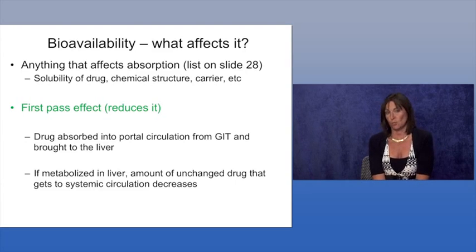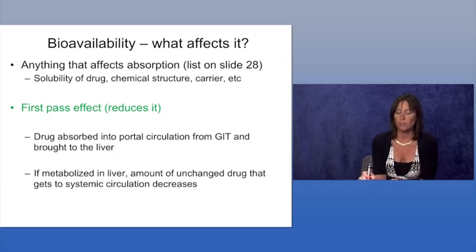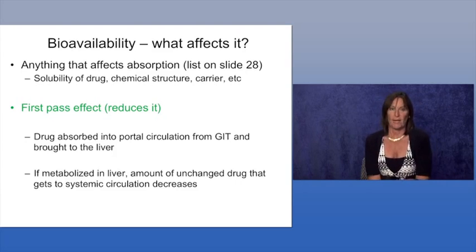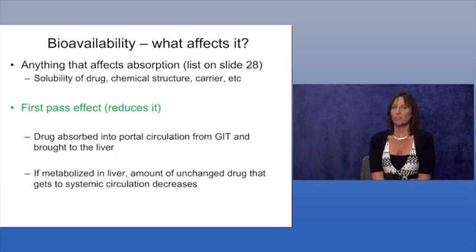So the drug is absorbed, just to remind you again, into the portal circulation from the GI tract and brought to the liver. If it's metabolized in the liver, then a smaller amount of the originally administered drug is going to reach the systemic circulation in an unchanged form. So first pass effect reduces the bioavailability. Food in the stomach can reduce the bioavailability. Saturation of a carrier mechanism can reduce the bioavailability. So a complex concept. A lot of things have the potential to reduce bioavailability.